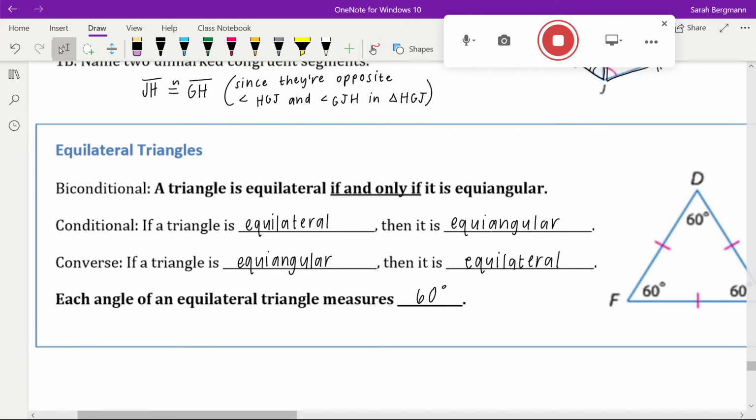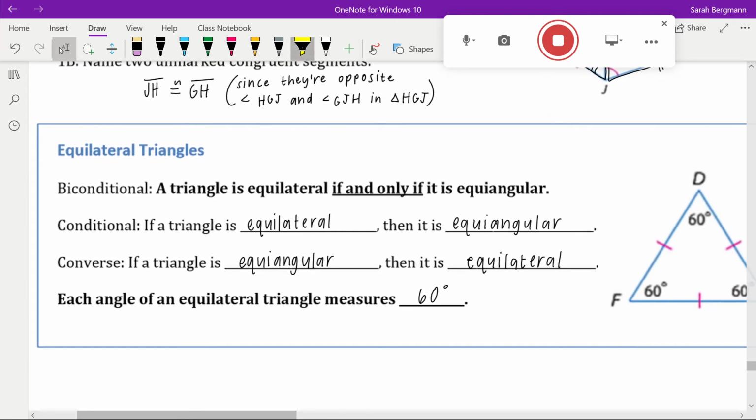Now let's talk about equilateral triangles. This biconditional statement is true: a triangle is equilateral if and only if it is equiangular. I know some of my students have already pointed this out and realized this. If you haven't, now you know.